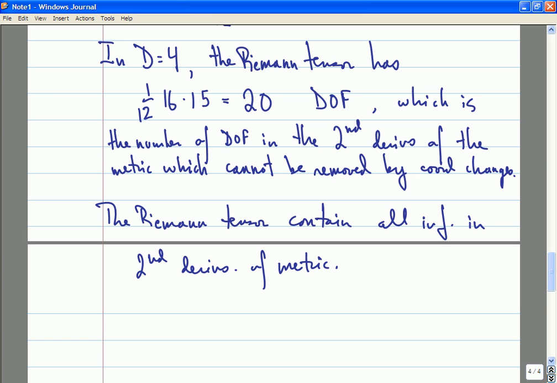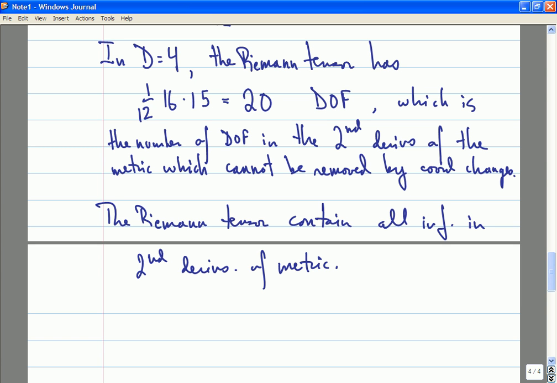How is it that the Riemann tensor exactly... let's see. How is it? I guess I don't quite know how to answer that question. The Riemann tensor, let's put it this way. We could start with the following. We could start just by writing down the second derivative of the metric. So there's 100, that's a 4-index object with 100 degrees of freedom.